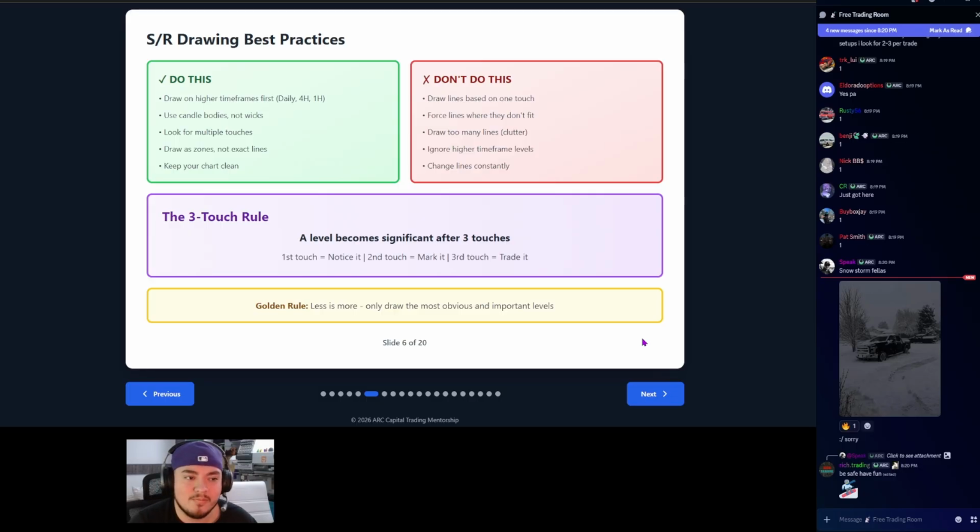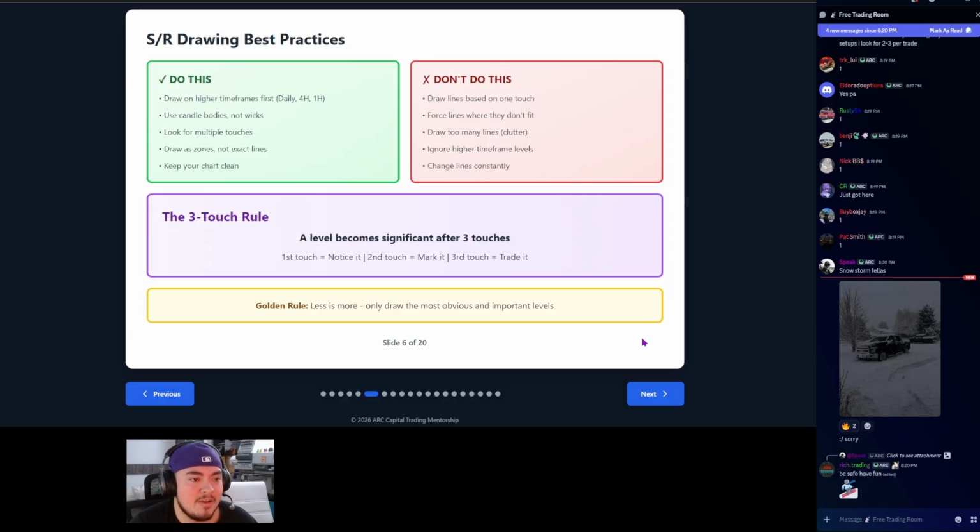That's not a level, right? You need to be calculated when drawing these levels. So make sure that the rejections or bounces are clear. Drawing too many lines equals clutter. Just what we went over. That's the last thing you want to do. You want to keep your chart clean, right?